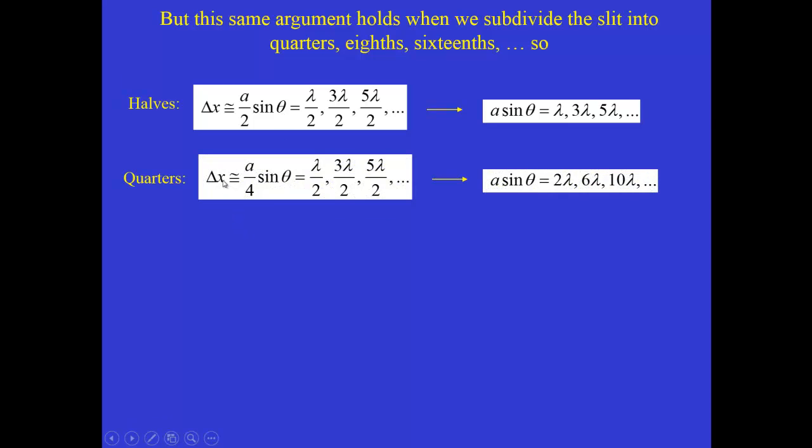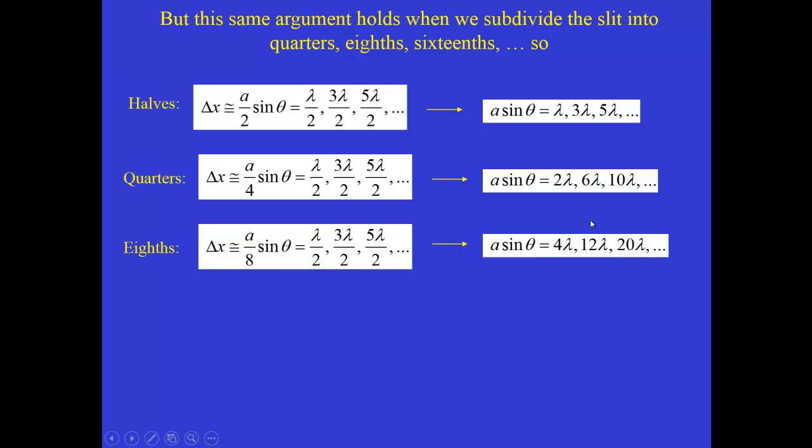But for quarters, I'm not going to draw a diagram, but if you divide the slit up into quarters, then you create pairs of points that are separated by a distance a over 4. So that the path difference, a over 4 sine theta, if that's still equal to a half integer multiple of the wavelength, and we multiply both sides of this equation by 4, now we see we're generating additional solutions, additional values of a sine theta that produce destructive interference. So now this gives us lambda, 2 lambda, 3 lambda, 5 lambda, 6 lambda, 7 lambda, 9 lambda, 10 lambda, and so on. Is that all we have?